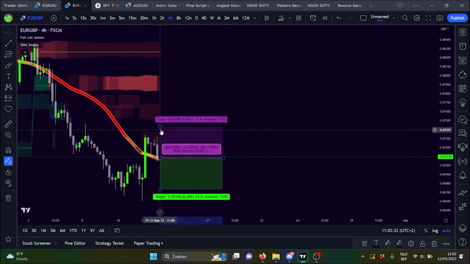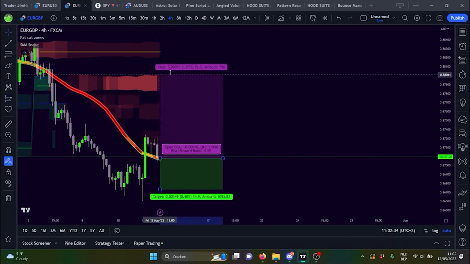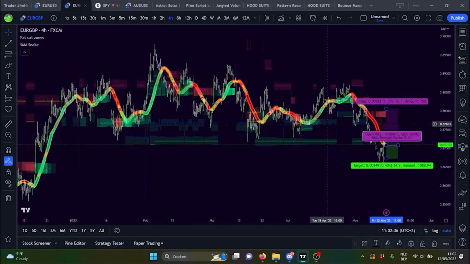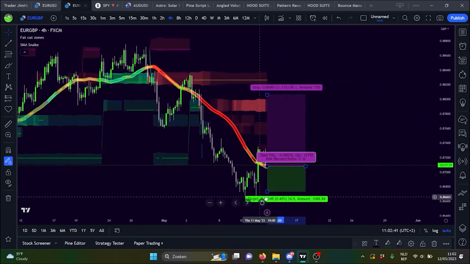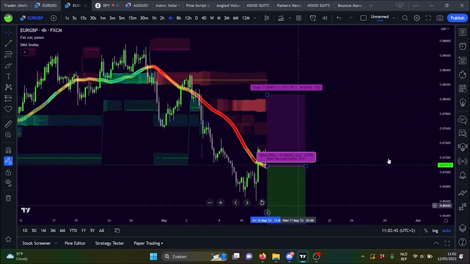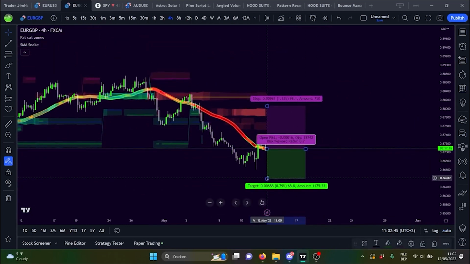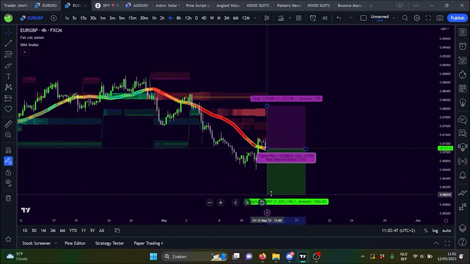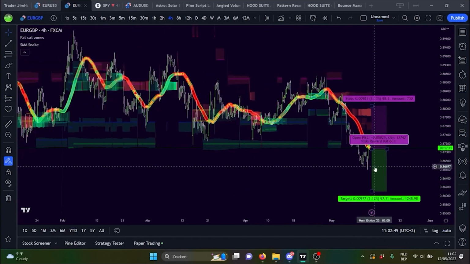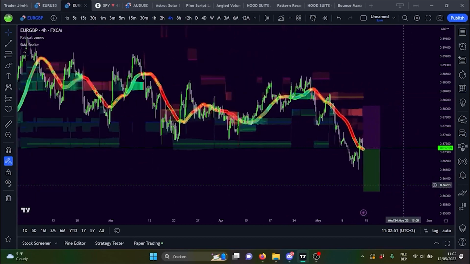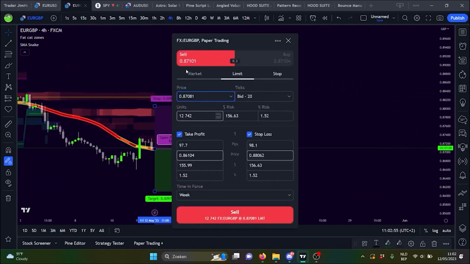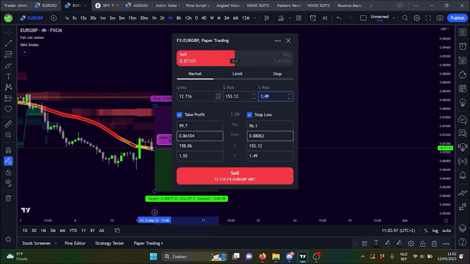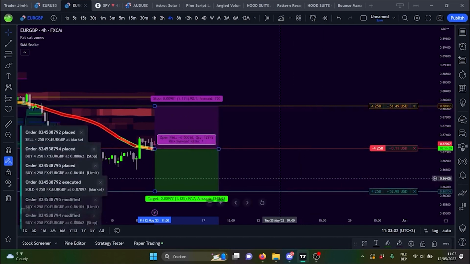Put the stop loss above the zone. Something like this, yeah, and then targeting those bottoms. This trade is gonna have a lot of room, but it's okay for me. Okay, yeah, that's a nice target. Create market order, 0.5 risk, and put in a trade.